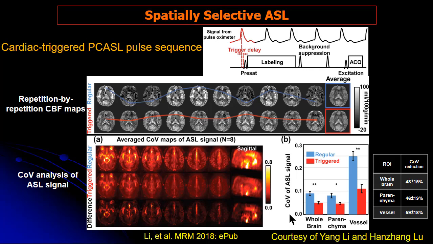Dr. Han-Zhang Lu's group recently also conducted a study on the cardiac cycle effect. And they found that the cardiac triggered PCASL can actually improve the temporal stability compared to the standard non-triggered PCASL sequence. You can see that quantitatively, by doing cardiac triggering, they can reduce the coefficient of variation by 50 to 60% for parenchyma tissues and large vessels.